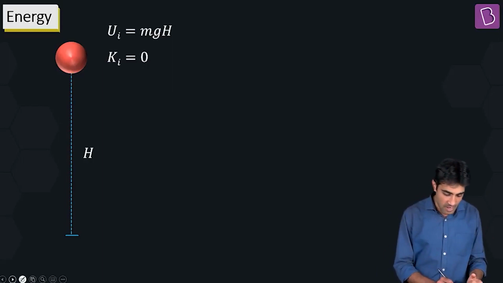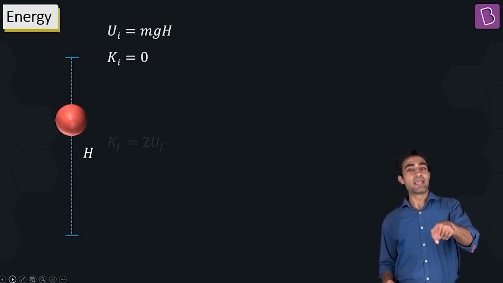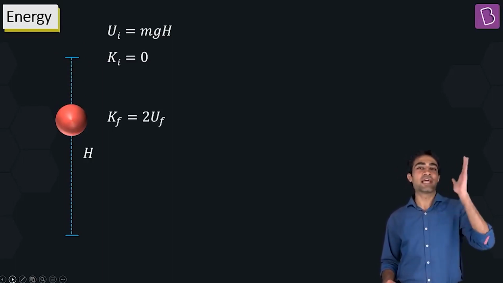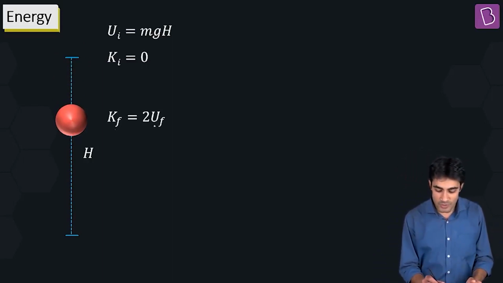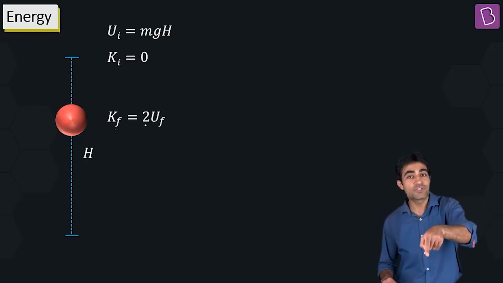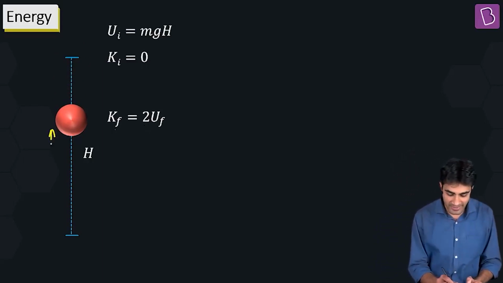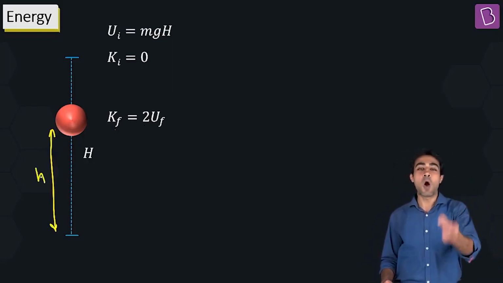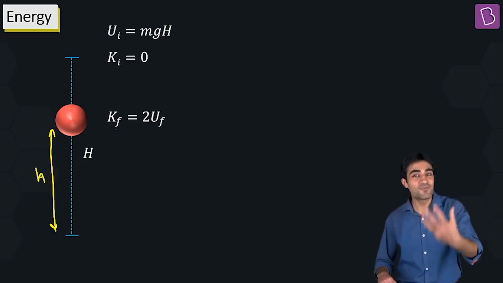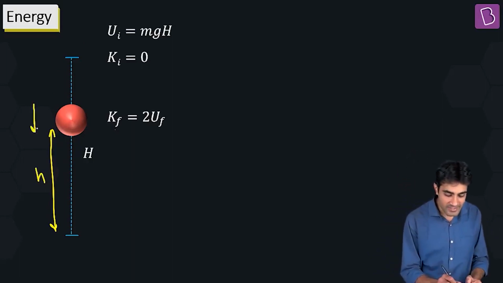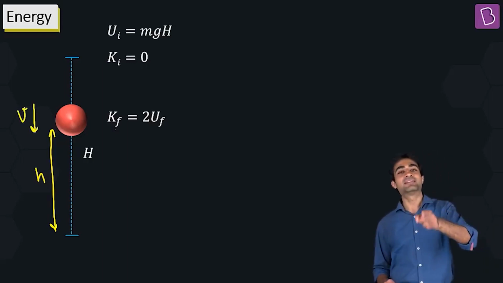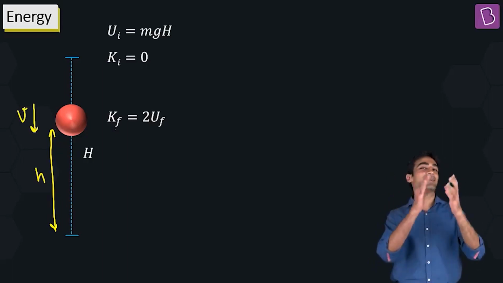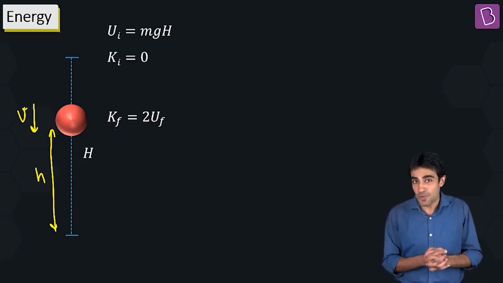When the particle comes down, at a certain height, its kinetic energy was found to be twice its potential energy at this particular height. Let's say the height is small h. We have to find the value of small h, and we also have to find the speed of the particle at this instant. What is v? What is small h? This is the question. Now, are we ready to solve it?